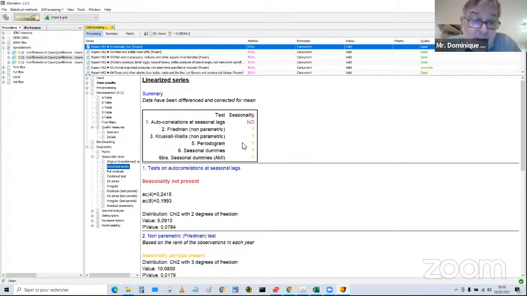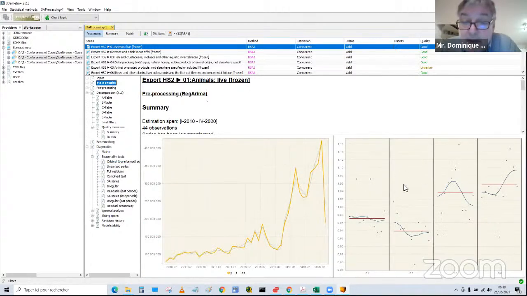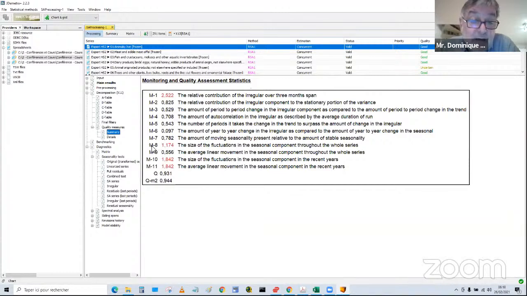So I have to take a decision, and because the graph looks okay, I will assume that I do have a seasonal component and that X11 is doing a pretty good job. The point, of course, is that because the seasonal component is moving fast, even if it's not so big, I will have problems with my quality statistic, my M statistics. And if I go to the M statistics, of course, I can see that M8 to M11 are not that good.